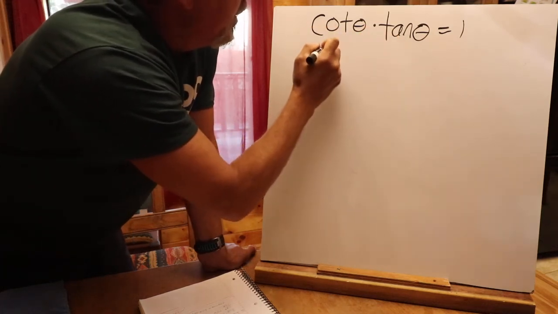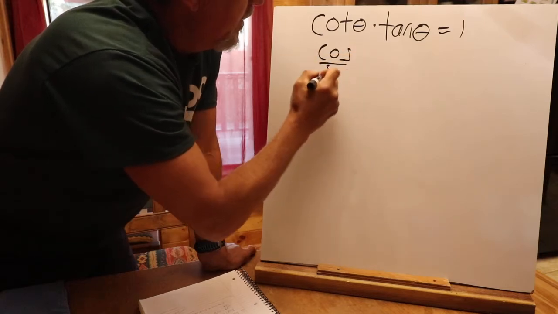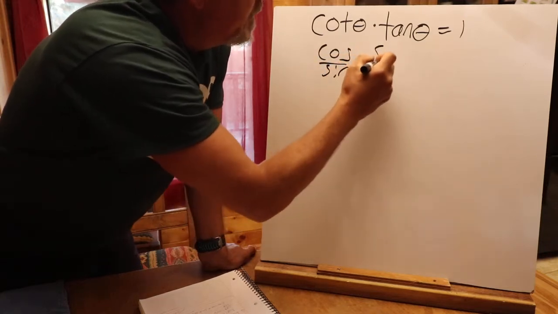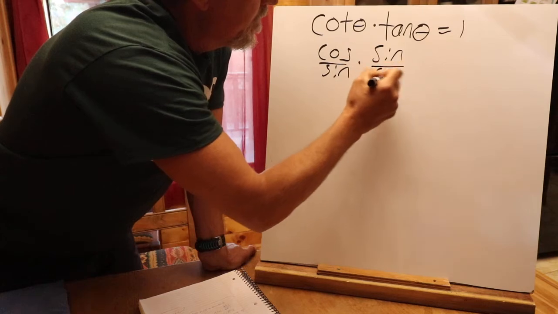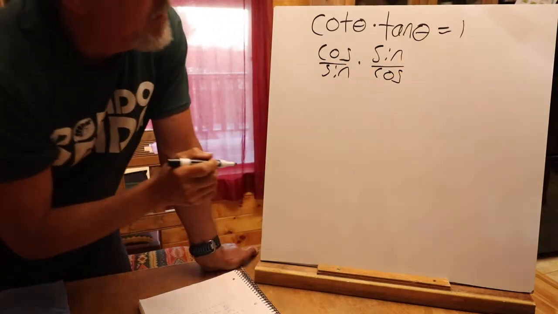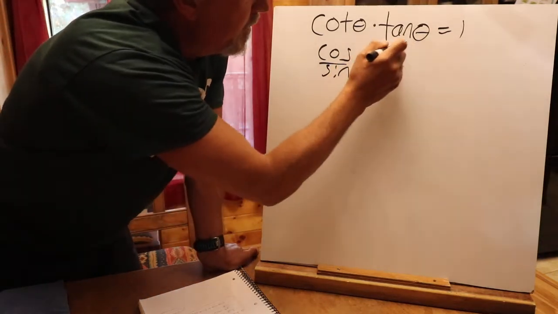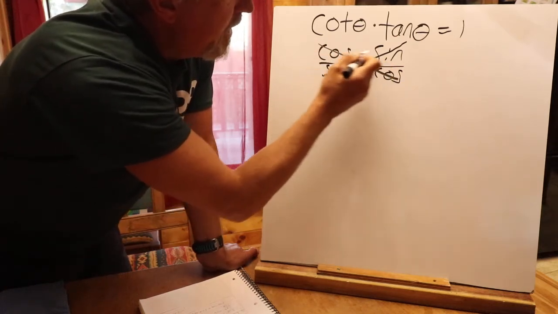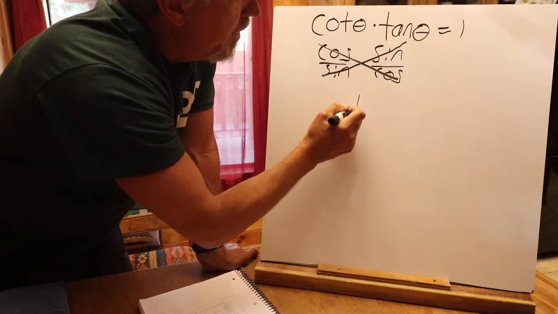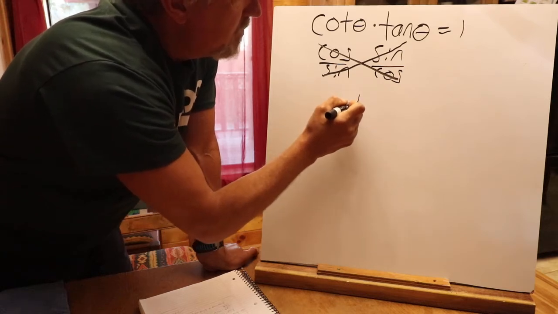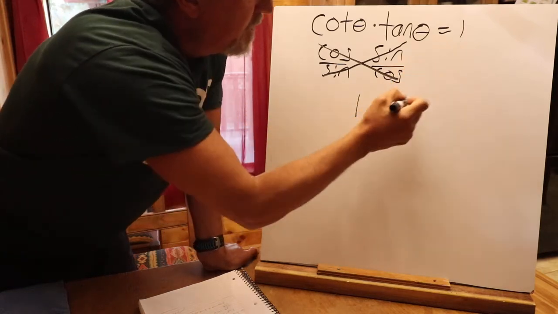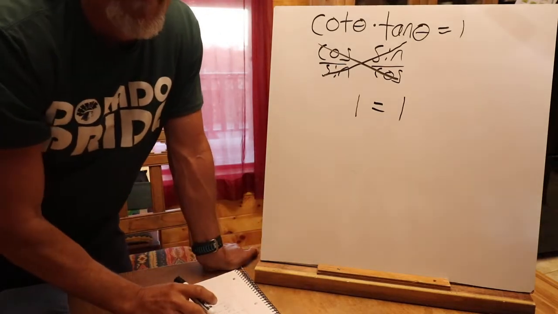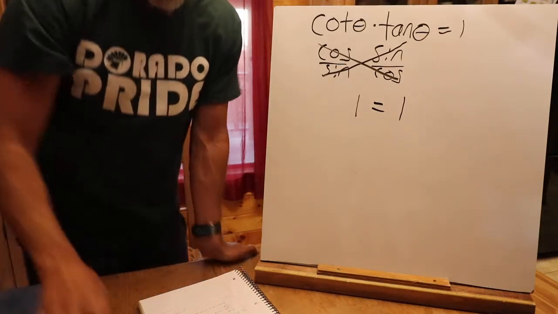So cotangent is cosine over sine. Tangent, sine over cosine. You can see that we got a bunch of canceling that's going to go on. These sines are going to cancel. The cosines are going to cancel. When everything is canceled, we know that all that's left is a 1. Once you get the left side to equal the right side, you're done. You have verified it. I'll show you another one.